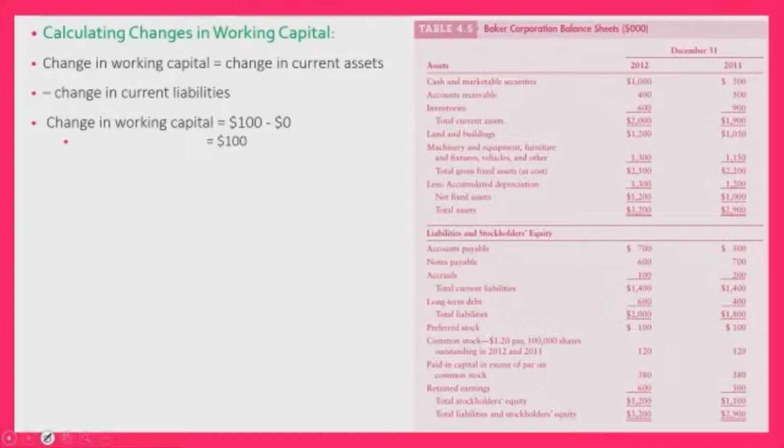In the balance sheet, we have total current assets totaling $2,000 in 2012 and 2011 was 1,900. So the change is a positive $100. What about changes in liabilities? Total current liabilities are $1,400. The year before, $1,400, so there's no change. So our change in working capital is 100. Now let's put the formula together.